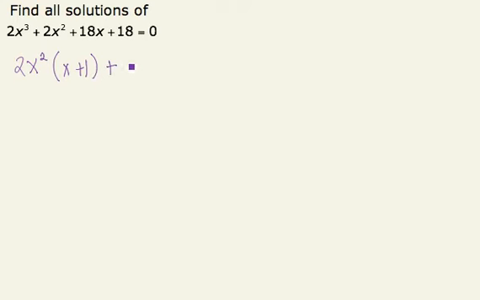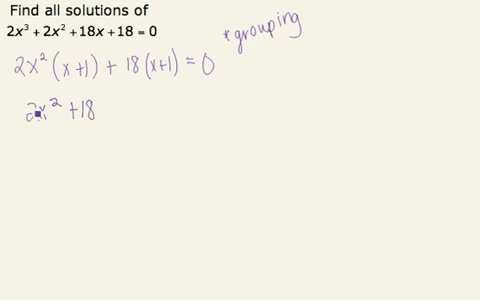If I pull out an 18 from the second two terms, I'm also left with x plus 1. This is a step known as grouping. And now, because of the distributive property, I can actually group these as 2x squared plus 18, all times x plus 1.